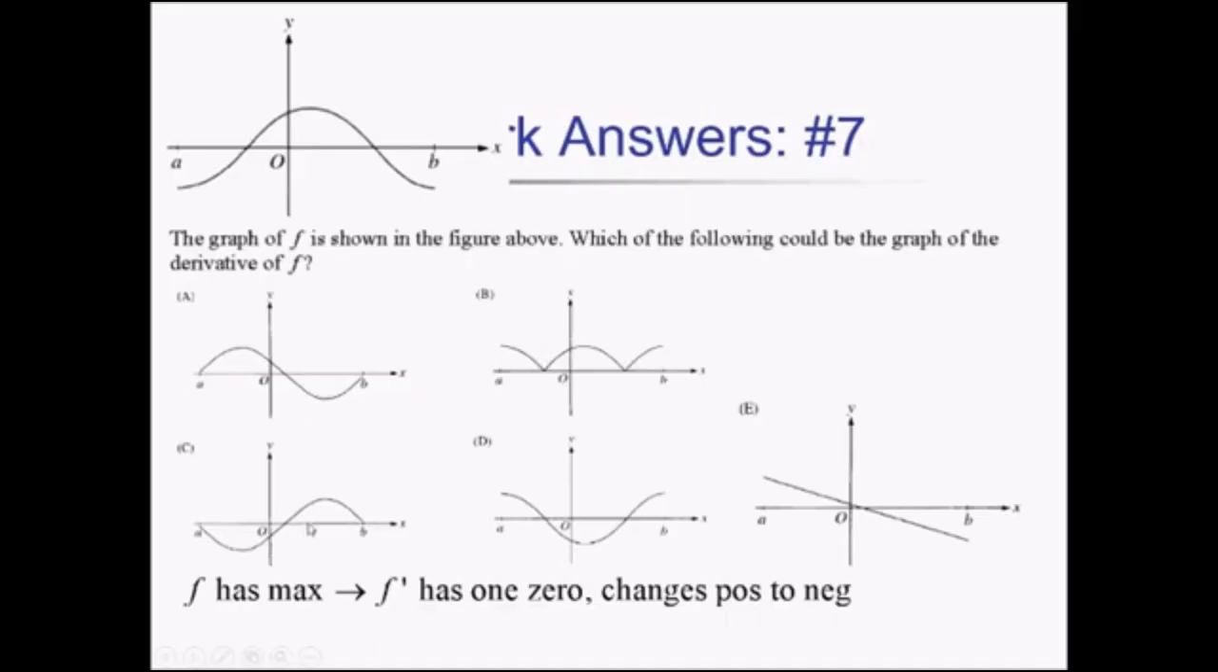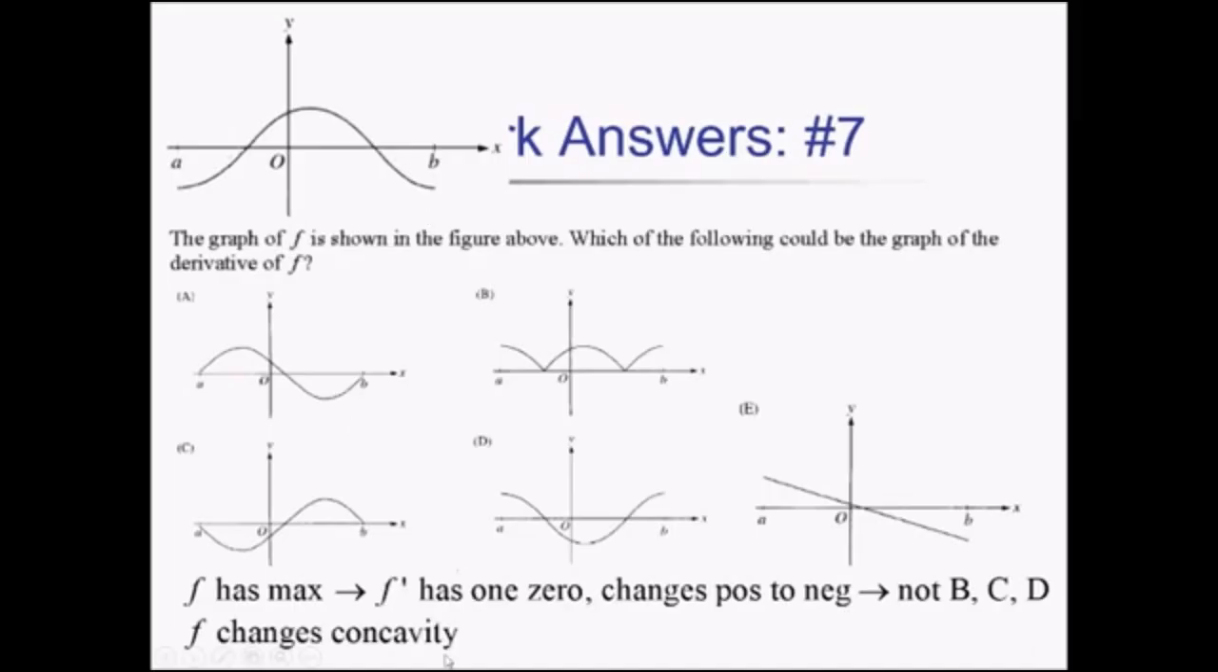Choice C is going negative to positive. That's the wrong direction. Also can be eliminated. Choice D's got two intersections, so it's really eliminating B, C, and D, and we're down to A versus E. Now, one other key feature of this graph is that the concavity is changing. We're concave up, then down, then up.